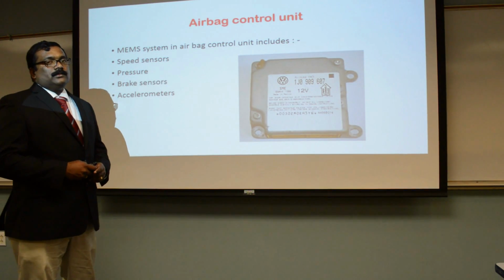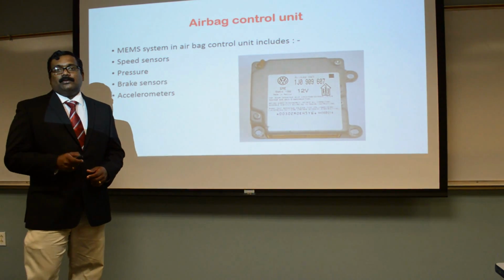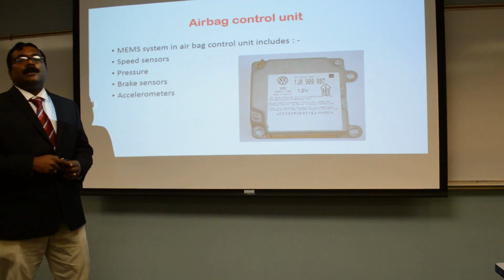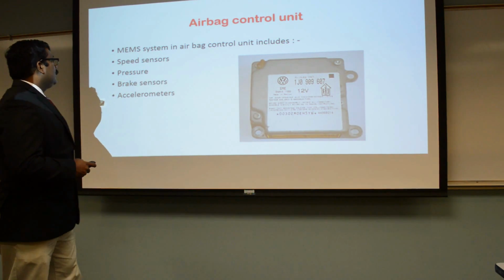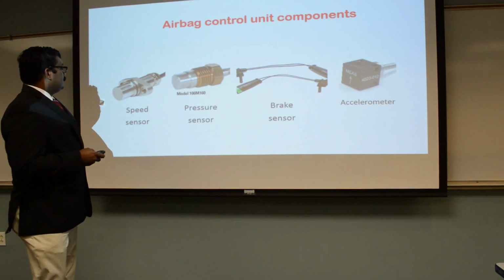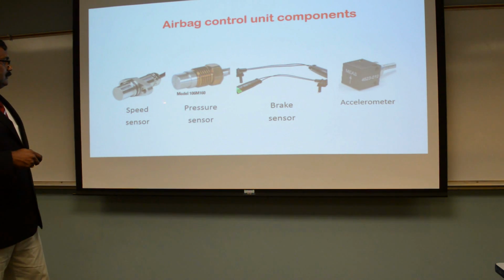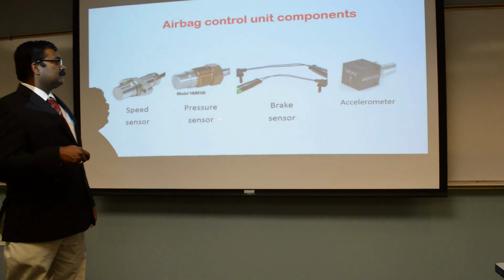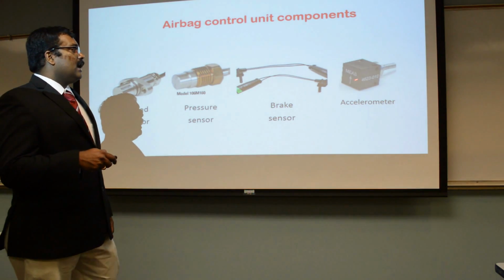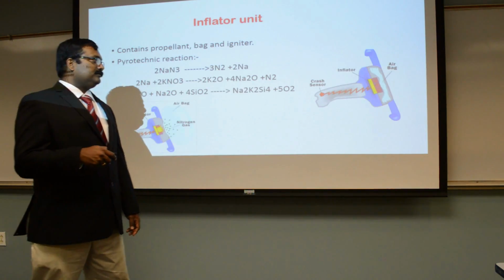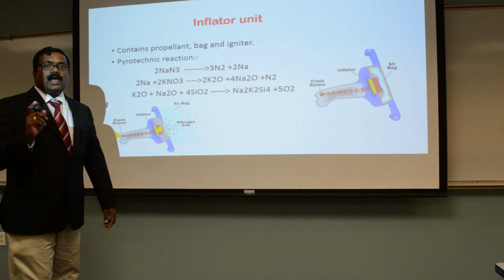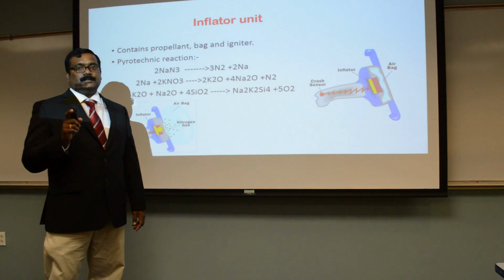The airbag control unit mainly works on the MEMS system. It has different parts. The first part is the speed sensor, and as you can see, there are different pictures of the sensors. The second one is the pressure sensor, the third one is the brake sensor, and the fourth one is the accelerometer. And actually, what is happening in the airbag system?